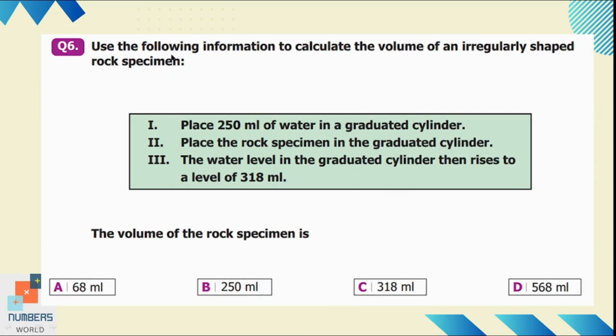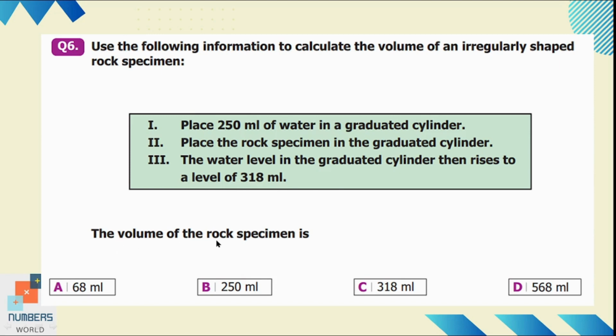Question number 6. Use the following information to calculate the volume of an irregularly shaped rock specimen. Place 250 milliliters of water in a graduated cylinder. Place the rock specimen in the graduated cylinder. The water level in the graduated cylinder then rises to a level of 318 milliliters.